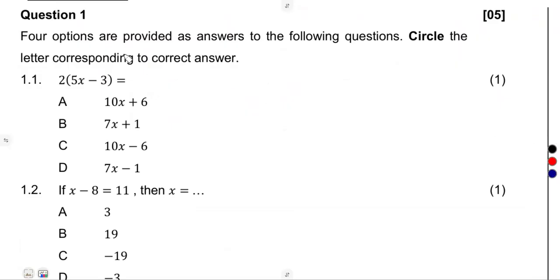And the first question we are given, 4 options are provided as answers. So we have got answers, that is A, B, C, and D, 4 options to the following questions. So circle the letter corresponding to the correct answer, meaning to say we need the one that is exactly equivalent to what we are given.